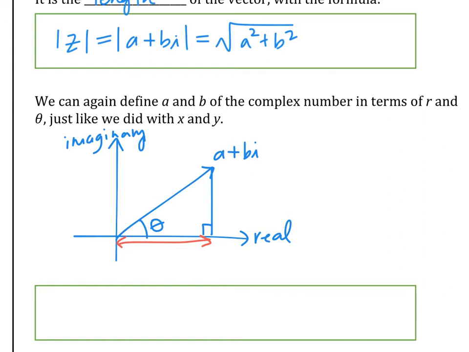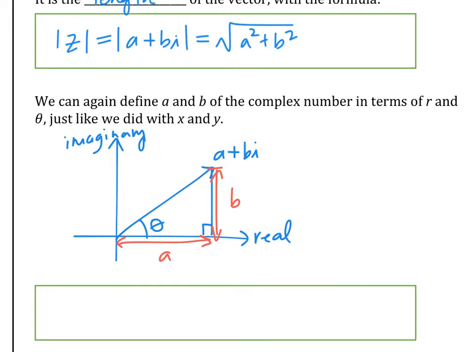If that vector is a plus bi, a plus bi cosine theta. Too far? Just that part. How long is it? a. Just that part. a. And then how long is this part? b. It's just b.